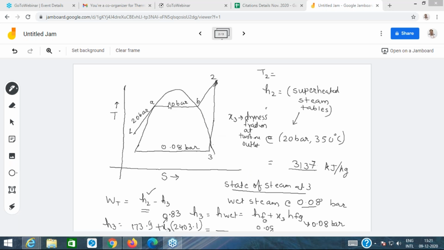So Neha has got that as 2168. All of you are getting this value 2168. Once you get the value of 2168, now you need to find the turbine work. Calculate the turbine work. So turbine work would be H2 minus H3.